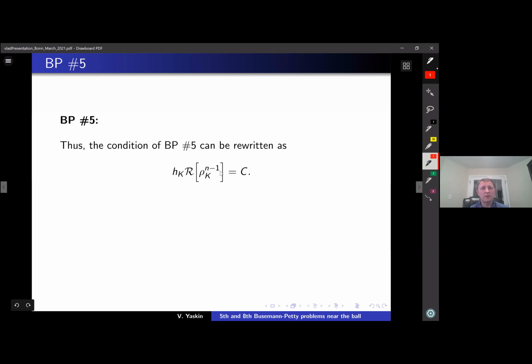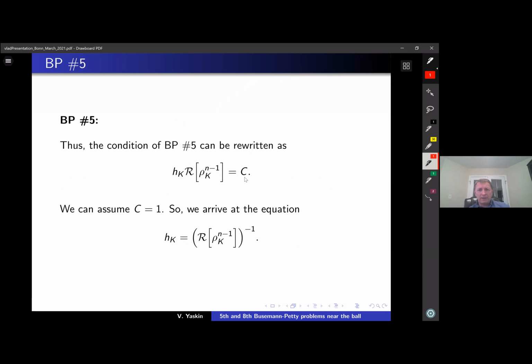So the condition of Busemann-Petty problem number 5 can be written as follows. Support function times the Radon transform of rho K to the power n minus 1 is equal to some constant. But as we said, let's assume it's the same constant as for the ball. And for the unit ball, it's going to be 1, right? The support function is 1, the radial function is 1, the Radon transform of 1 is 1, so C is 1. So we'll assume that C is 1. And we arrive at this condition, right? This is our condition.